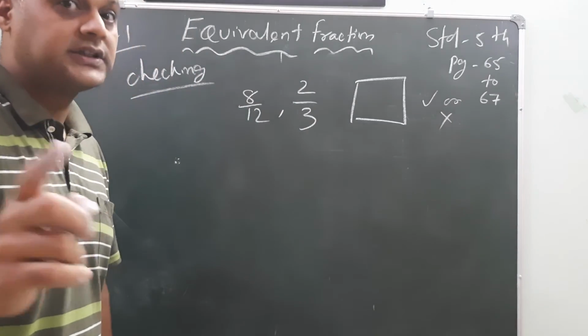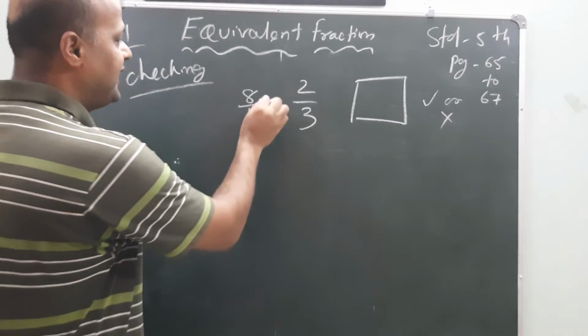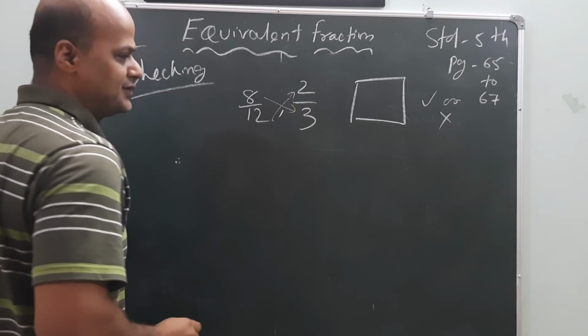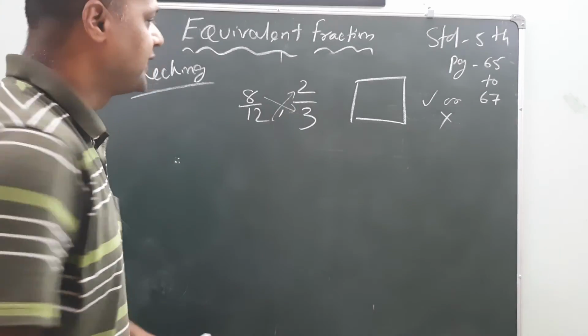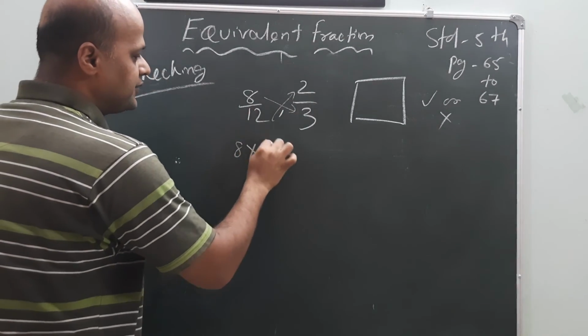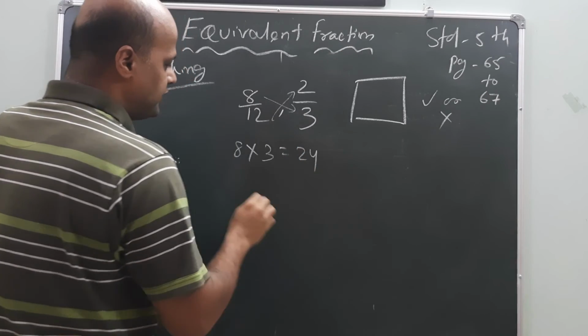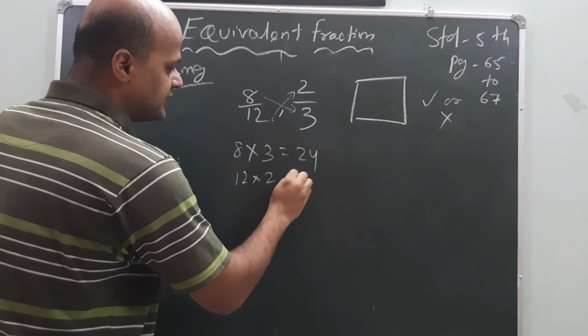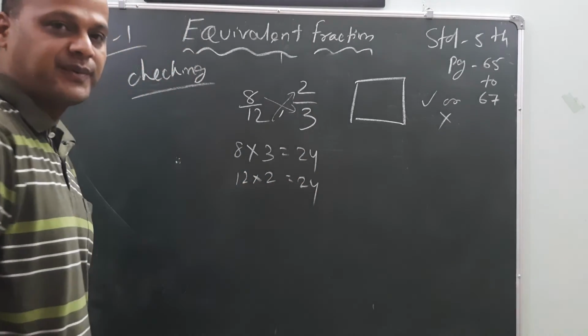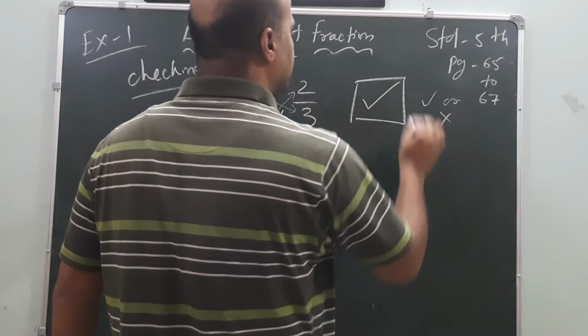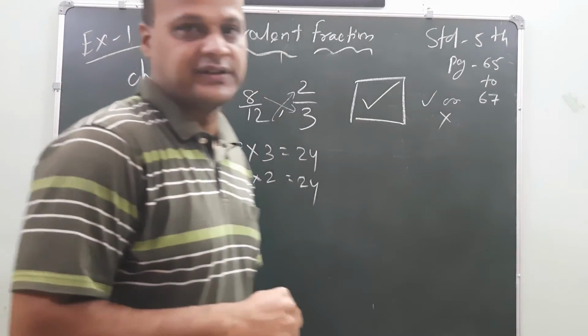What I told you, the simplest process is which one? By cross multiplication first, so it is easily identified by you. So what is that? 8 into 3 is 24. 12 into 2 is 24. Both of them are correct now. So put a tick mark here, if it is a 1 mark question.